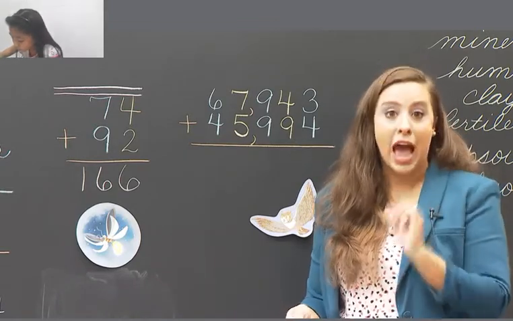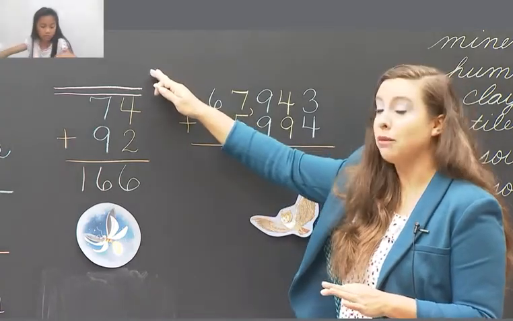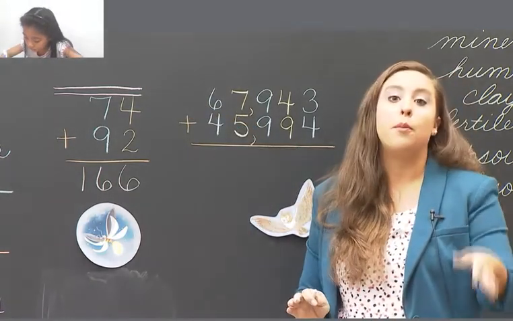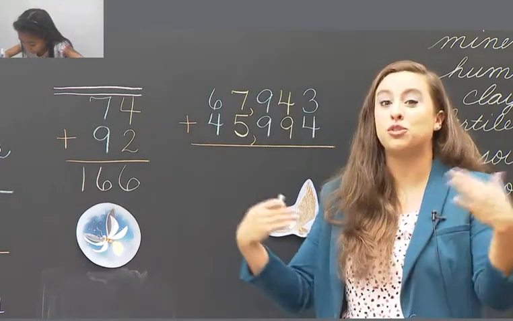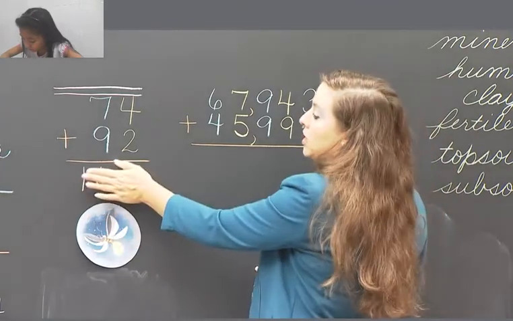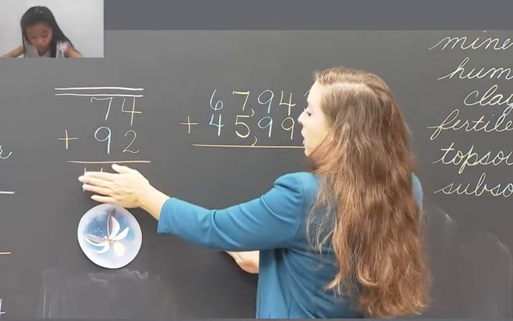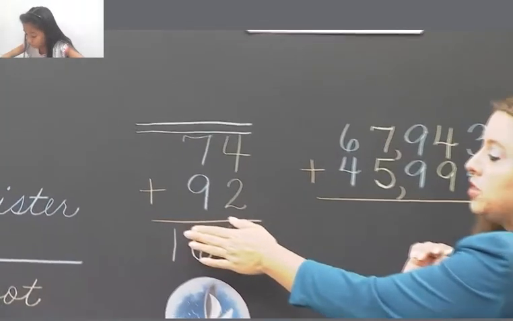So if we added correctly, then this number should be the same number on the top. But we need to cover up our answer while we check. We don't just want to copy it, we actually want to think through it again. So I'm going to cover this bottom number. We're going to start on the bottom 2. 2 plus 4 equals? 6.